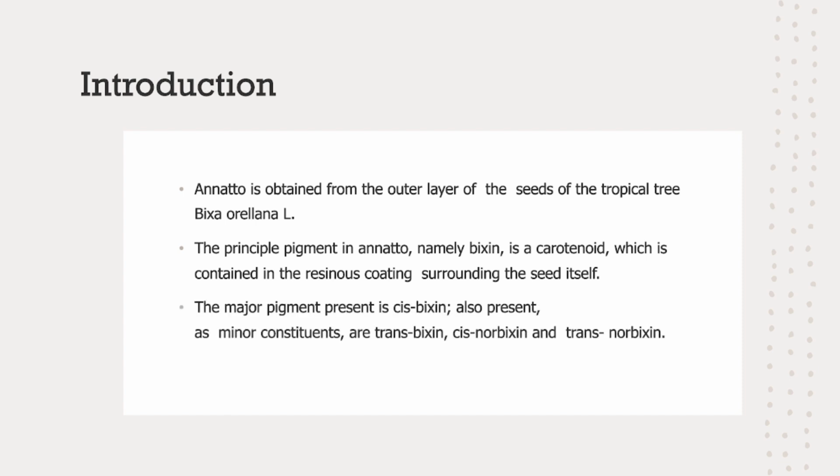Now, there are two kinds of pigments, the major and the minor. The major pigment is cis-bixin. The minor constituents are trans-bixin, cis-norbixin, and trans-norbixin.